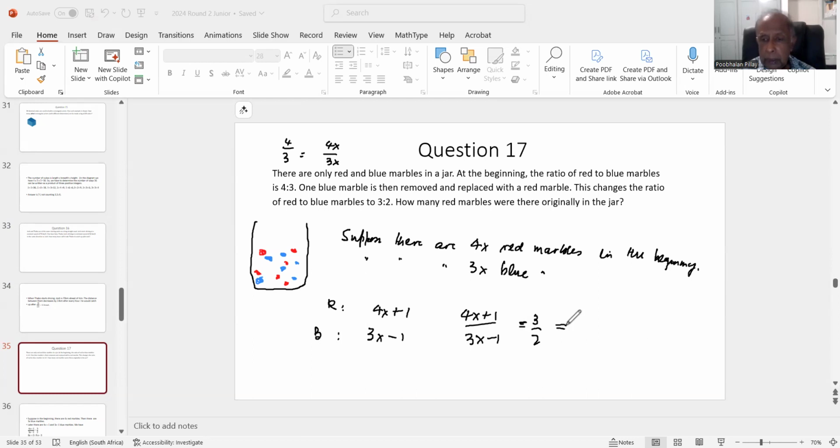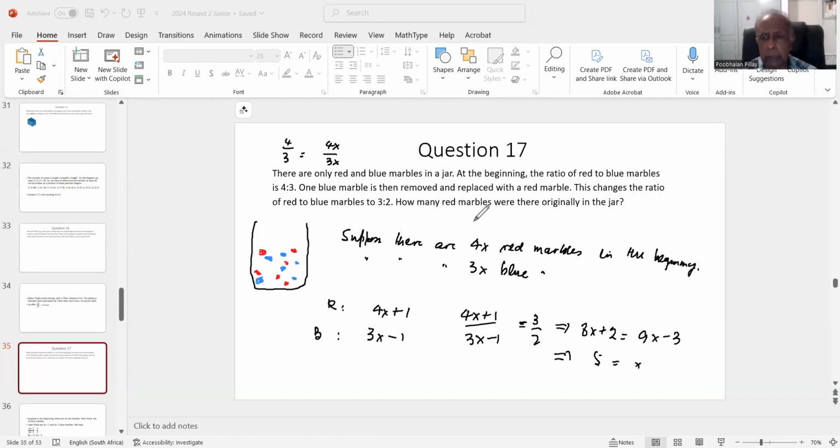So you can solve for this, cross multiply 8x plus 2, multiply this by, cross multiply 3 times 3x minus 1, and then I'll bring all the x's to this side. 9x minus 8x is x, and 2 plus 3 is 5. Okay, so you have x is equal to 5.